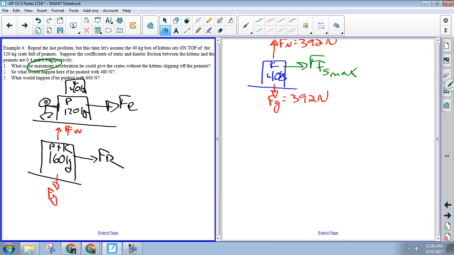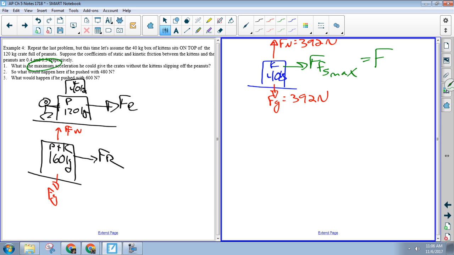Now, to be clear, let's describe that in an alternative fashion. That doesn't associate it between 2 objects. Every force has 2 objects associated with it. So this is really the force of what pushing or pulling what? Friction's not an object. It's the peanuts pushing the kittens, right? So it's the force on the kittens by the peanuts. Does that make sense?